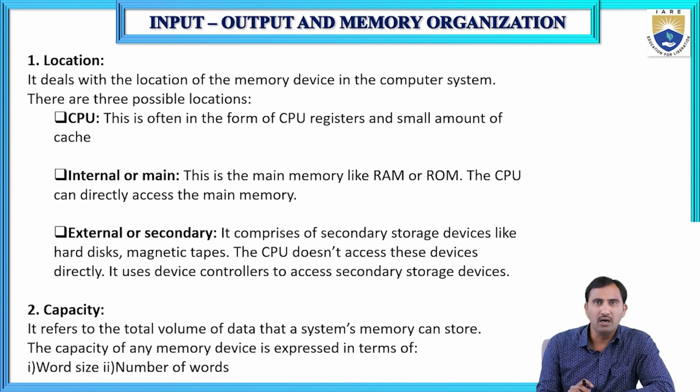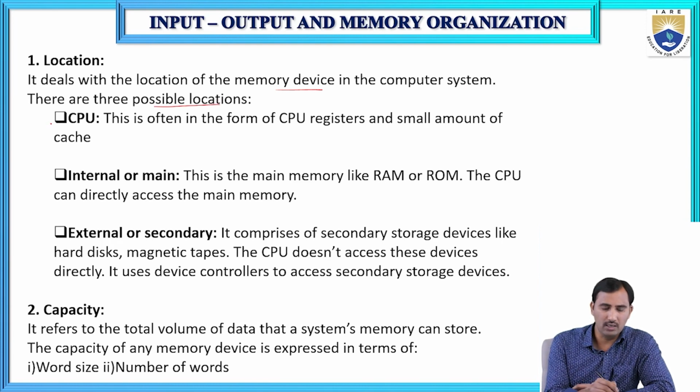So first one is the location. It deals with the location of the memory device in the computer system. So we have three possible locations: the first one is the CPU, the second one is the internal or main memory, and then the external or secondary memory.